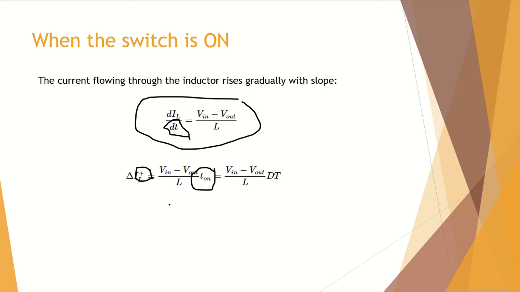So what will the formula become? Del IL, okay, let me remove this one. So what is the formula now? When the switch is on, or we can say when the switch is closed, del IL positive is equal to (V input minus V output) divided by L, into T on. Okay. And what is T on? Duty cycle into time period. That formula we have discussed in the previous lesson also. So that is the working when the switch is closed or when the switch is on.